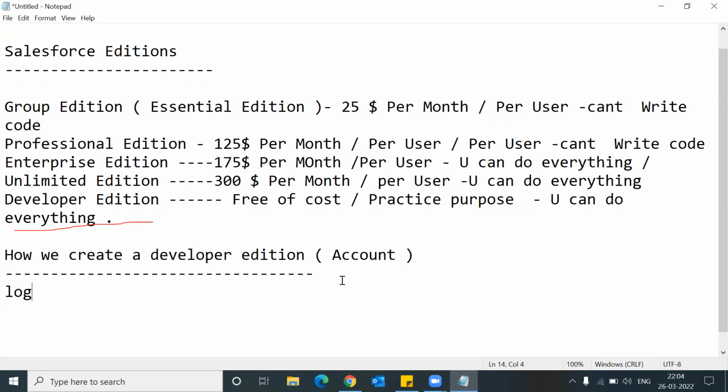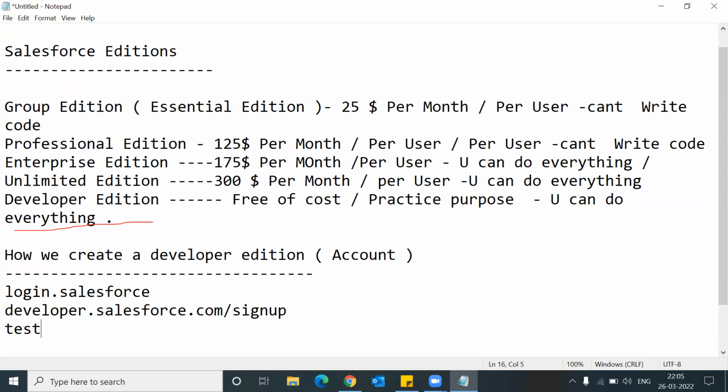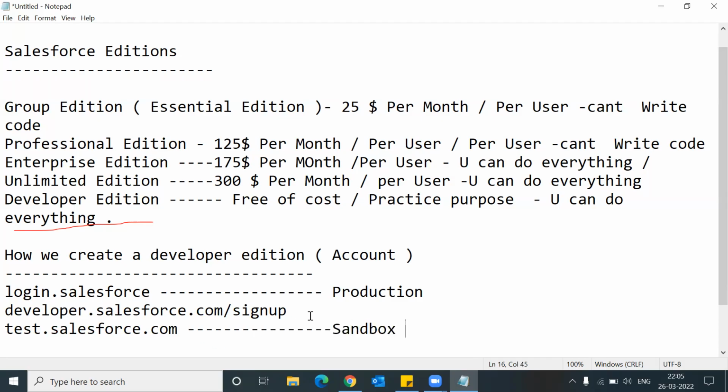You need to learn three URLs: login.salesforce.com, developer.salesforce.com/signup, and the third one, test.salesforce.com. So these are three URLs. The first URL is for production, and test.salesforce.com is for the sandbox. And the signup URL is how we can create an account.